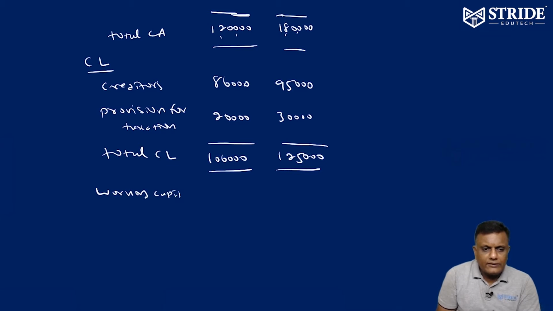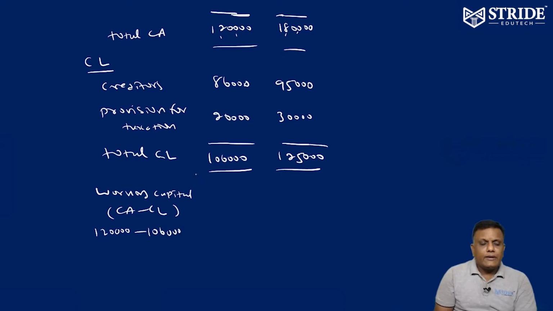So working capital is nothing but current asset minus current liability. What is current asset opening? 1,20,000. What is current liability opening? 1,06,000. So current asset 1,20,000, current liability 1,06,000. So 1,20,000 minus 1,06,000 is equivalent to 14,000.